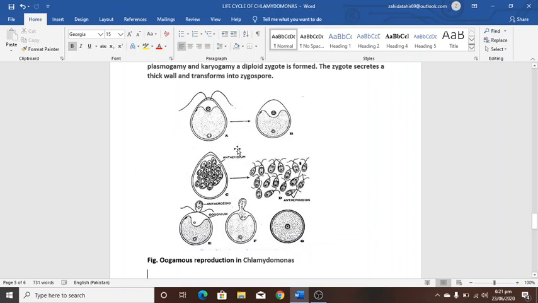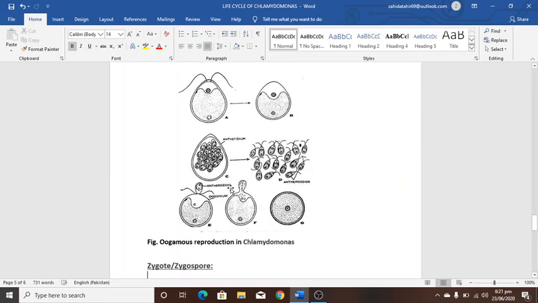This is the diagrammatic representation of the oogamous reproduction in Chlamydomonas. This one is the female thallus cell which has been transformed into the female gamete. After fusion, many antherozoids are formed, which are liberated from the parent body.